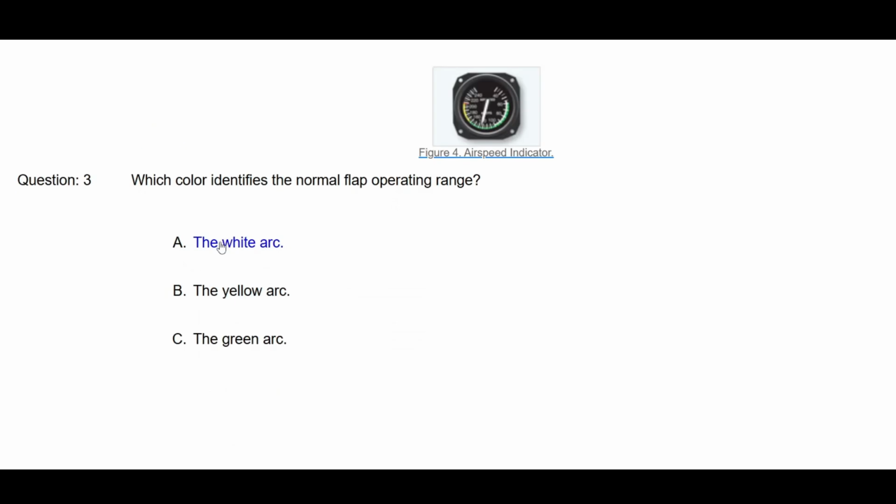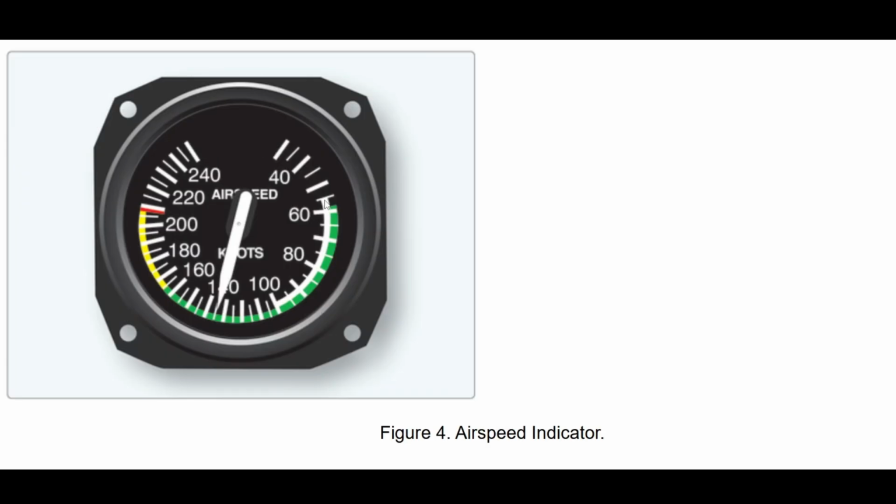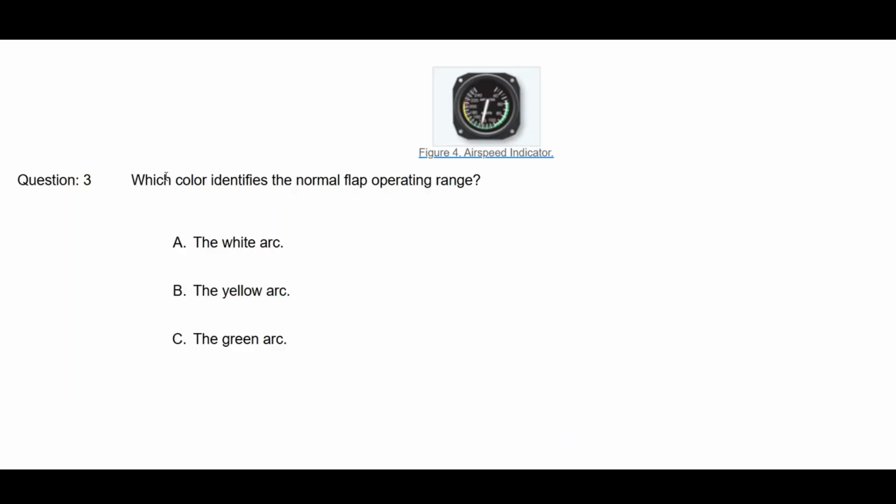Question 3. Which color identifies a normal flap operating range? The flap operating range is this big white arc. If you operate an airplane with flaps beyond the end mark of your indicator, so if we have flaps over 100 knots, which is our highest airspeed we can handle with flaps, the airplane will have structural damage from the flaps. So it would be the white arc.